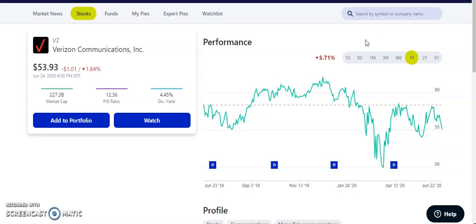But Verizon, just like AT&T, they have the 5G competition and many other benefits as well. They pay a quarterly dividend right there, as you can see, about 62 cents. So Verizon, another great stock.